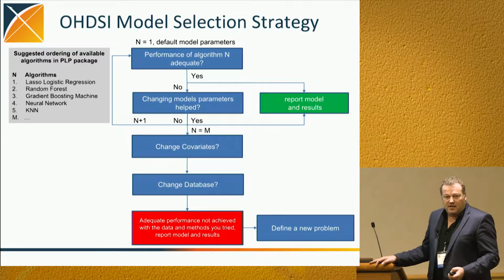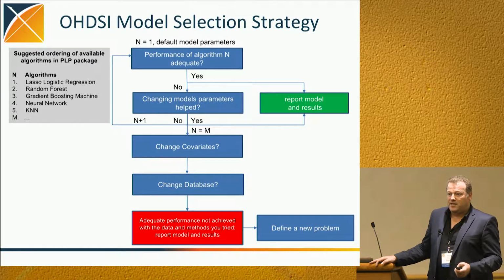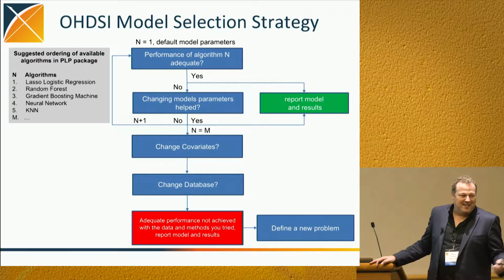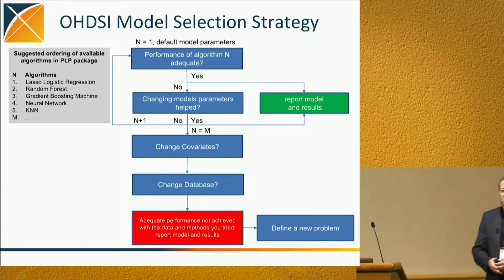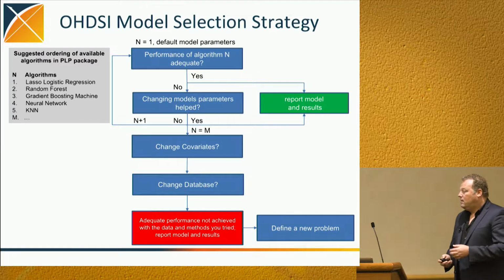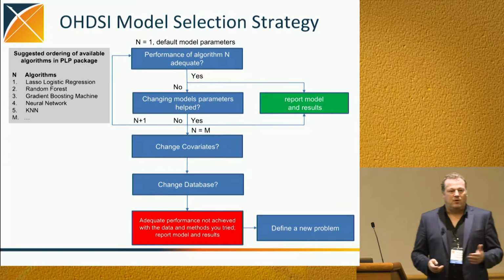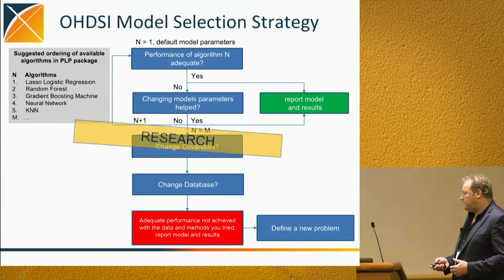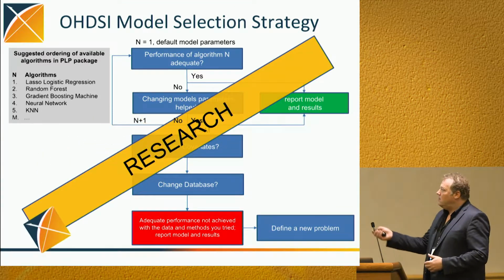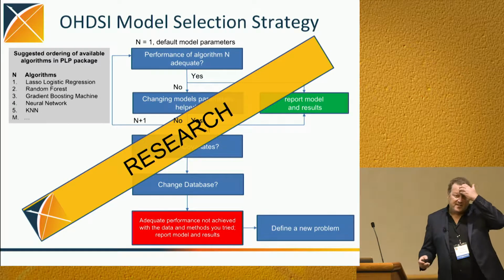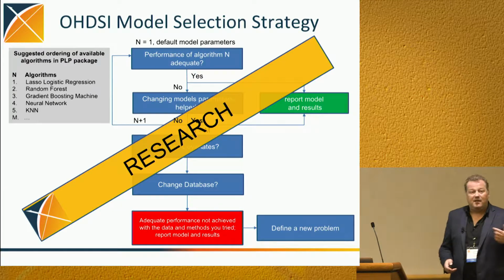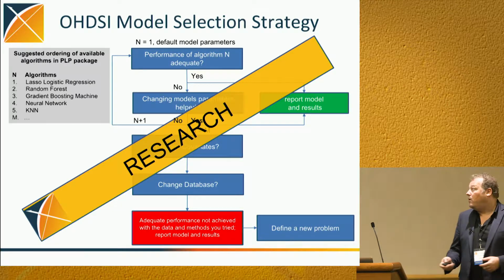In the end, if you are not able to have a good prediction, then that's the end. You don't have any other options there. But we do recommend that you publish that as well. So don't keep it for yourself. This whole proposal that we have here is really still research, and we need to assess on a large scale what are the best approaches for selecting the algorithms to do our modeling.